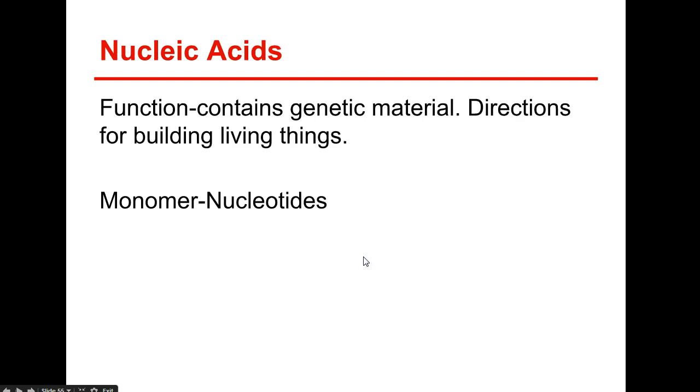Nucleic acids. Think DNA. They contain genetic material, directions to build living things. DNA is short for deoxyribonucleic acid, and that's where you have all the directions for who you are. Your DNA contains all the directions for everything you need in your body, all the DNA that got passed down to you from your parents. And we create that with little parts called nucleotides. So the monomer is a nucleotide. Those are my small little building blocks. Then the polymer is a nucleic acid.